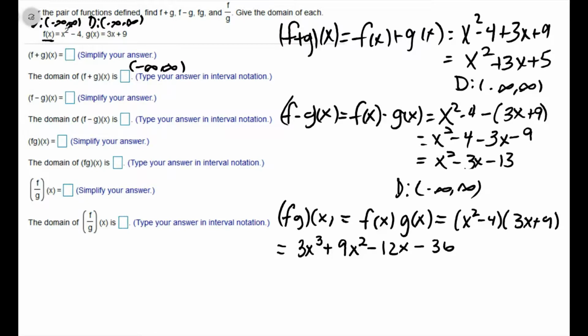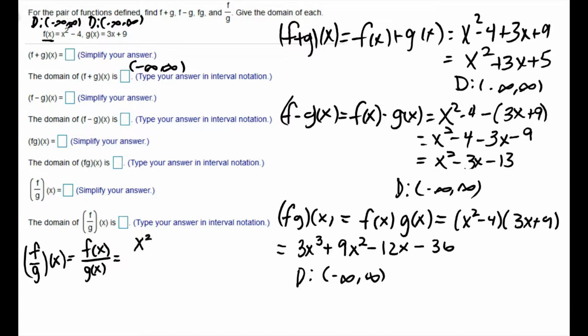On the next part, we want to find the domain of f times g. Just like the previous examples, when you take two polynomial functions and you multiply them, that's going to create a new polynomial function, and the domain is negative infinity to infinity, all real numbers. The next part, f over g of x. F over g of x is the same thing as f of x over g of x.